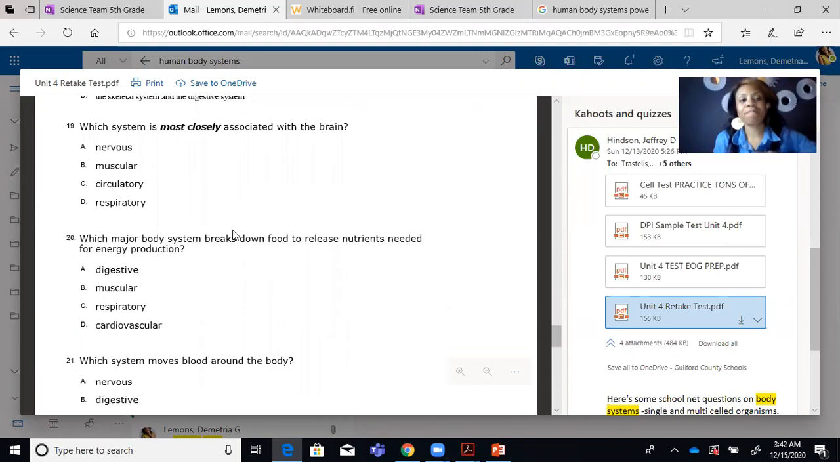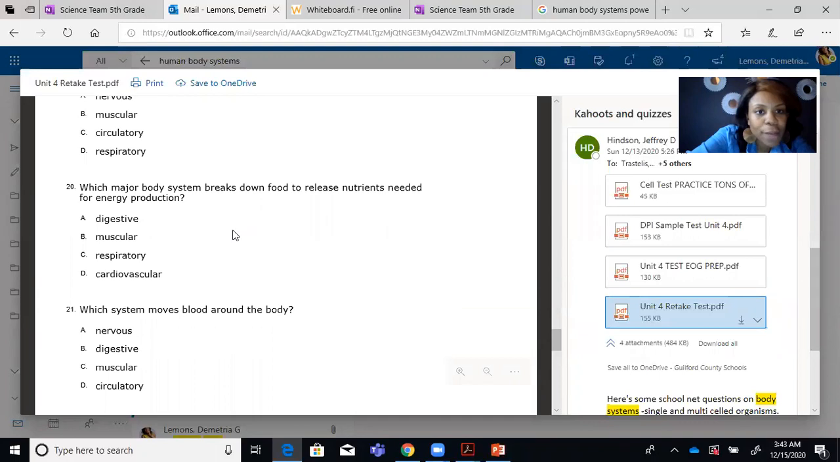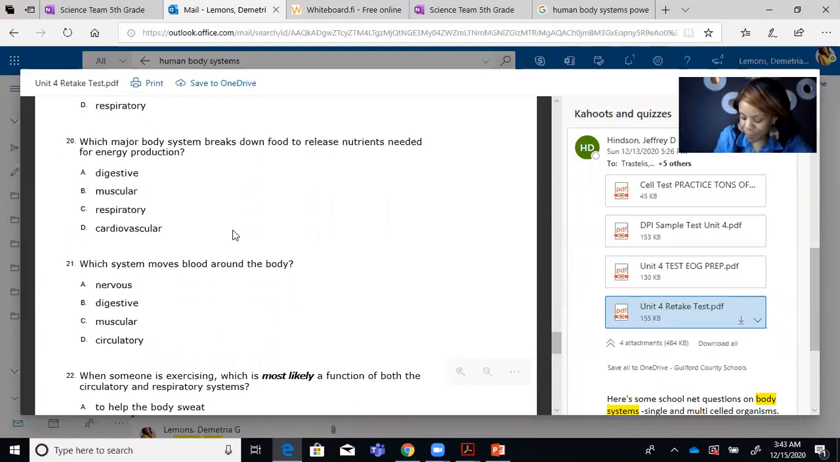Let's do another one. Well, that one is similar to the one before. Let's look at number 20. Number 20 says, which major body system breaks down food? Keywords. Write what I know, translate it. Digestive system breaks down food to release nutrients for energy production.